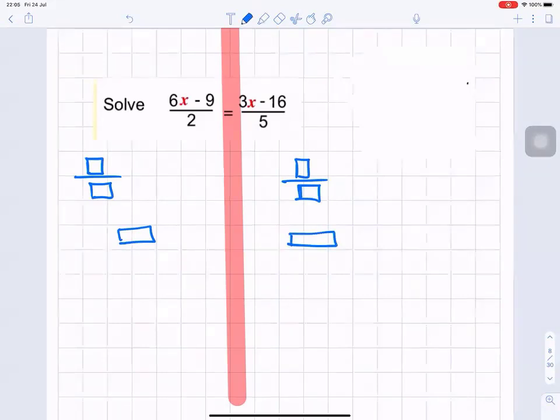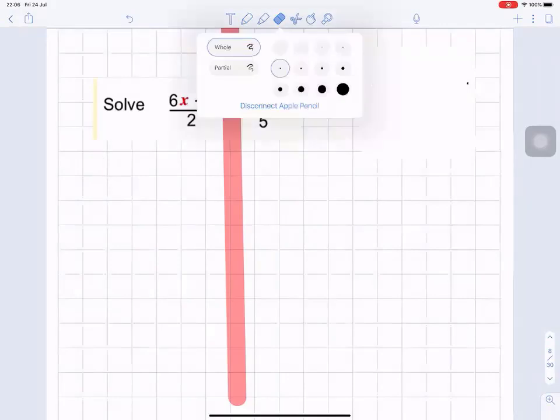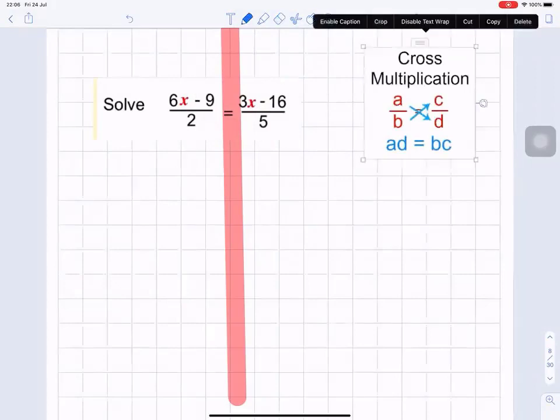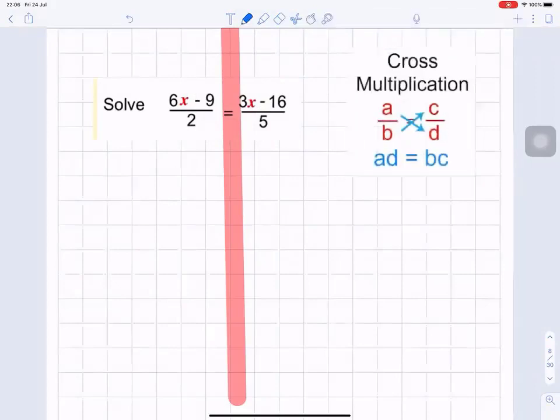So we're going to use a technique they call cross multiply. I'll show you the formula for cross multiply and show you how it works. So this is what cross multiply looks like. That's the formula I made earlier.